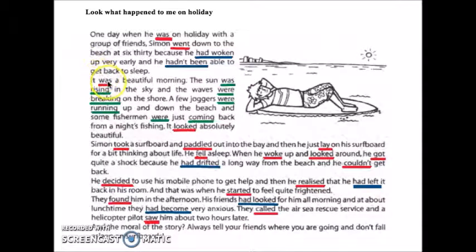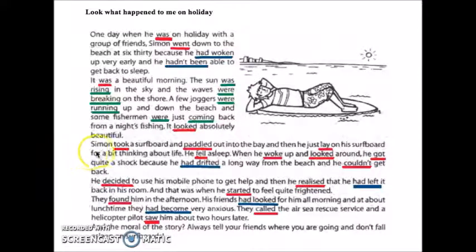So that's the past simple. Let me highlight its function in this paragraph here, where it says, Simon took a surfboard and paddled out into the bay. And then he just lay on his surfboard for a bit, thinking about life. He fell asleep. When he woke up and looked around, he got quite a shock, etc., etc. So what we have here is basically a story that consists of different steps. So we hear a story step by step.